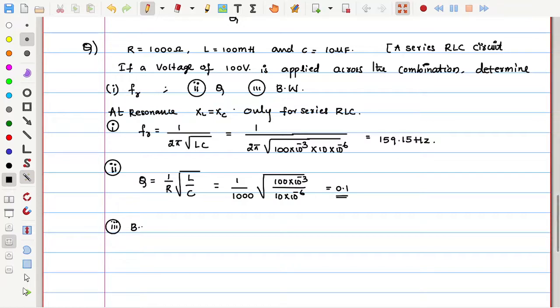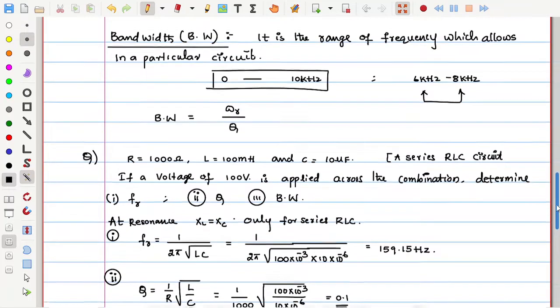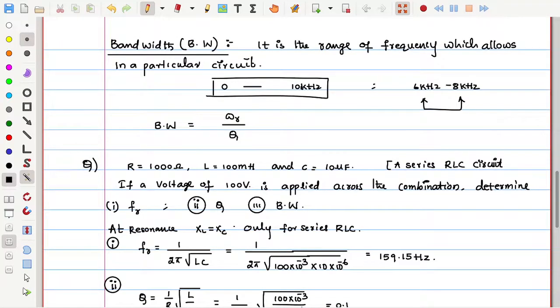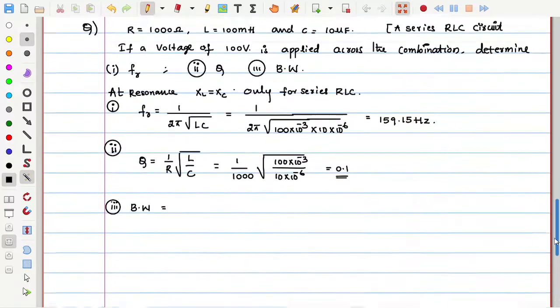bandwidth. So here you should be very careful. The bandwidth is defined as omega r by Q. So if the omega r is in radians per second, bandwidth units are also in radians per second. If this is in hertz, bandwidth is also in hertz. So that you have to take care.